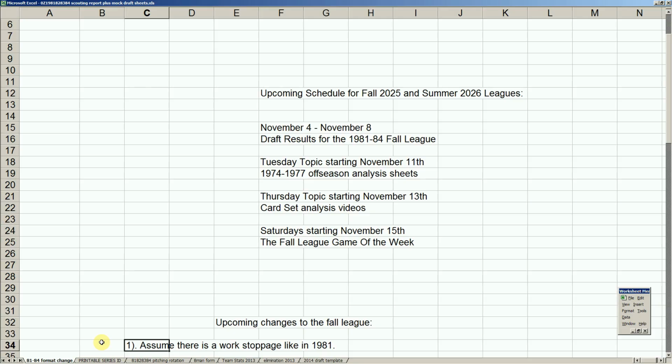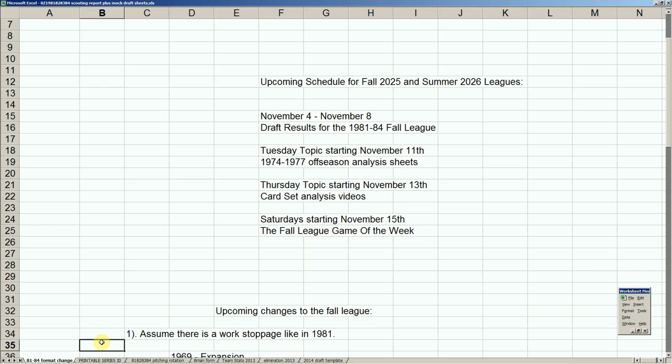Fall League is where I sort of play it a little less strict, and I would try different assumptions and experiment. So this is a big project, and we are going to assume that there is a work stoppage like in 1981.